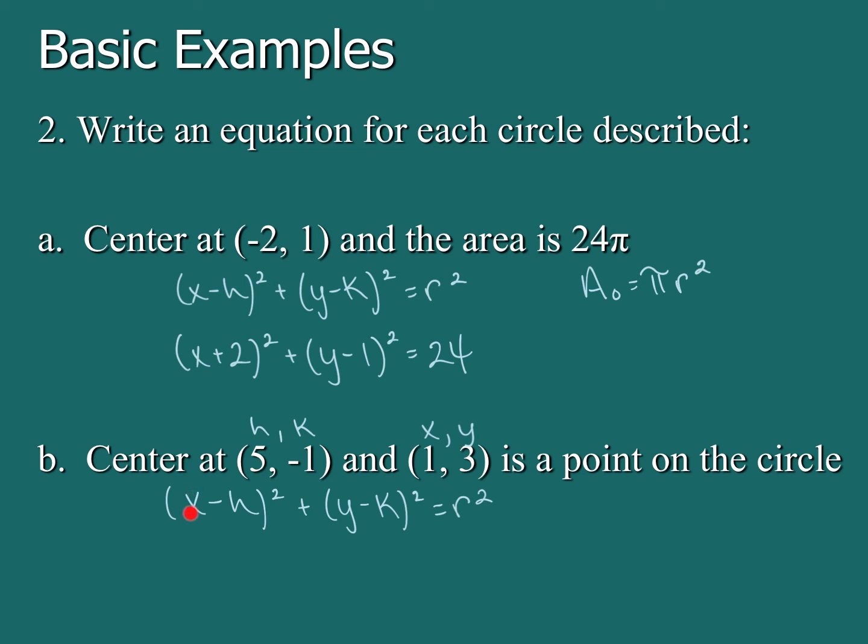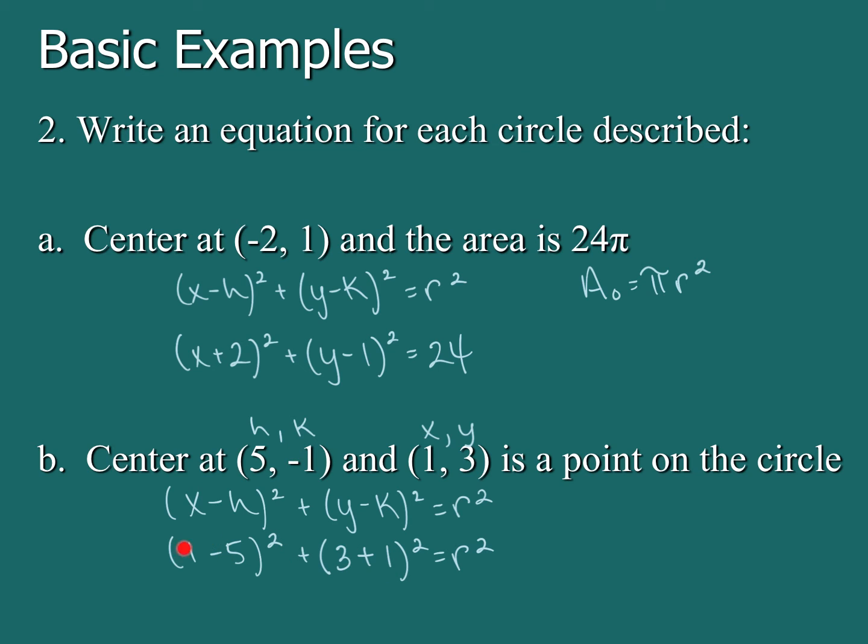So here I'm going to fill in x minus h. In that case, that's 1 minus 5, which will be squared. And then I'm going to fill in y minus k, which will be 3 minus -1, and I'll square that.